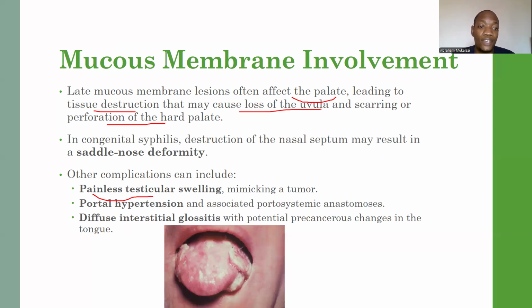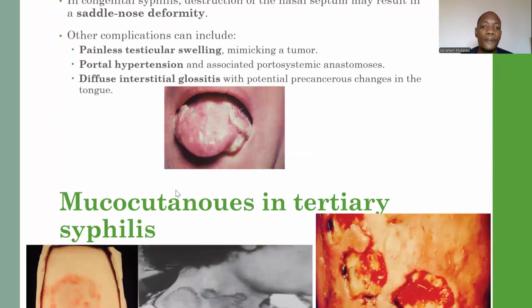You can have others having portal hypertension, which is associated with portosystemic anastomosis. They can also end up with the diffuse interstitial glossitis. So we have to know the difference between this glossitis because there are also other conditions that can present with glossitis, like the oral involvement of other conditions, like the acute glossitis, the vitamin B12 glossitis. You have to distinguish it from the one we see in syphilis.